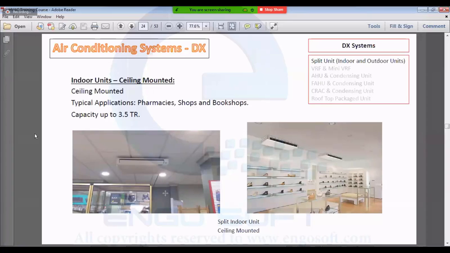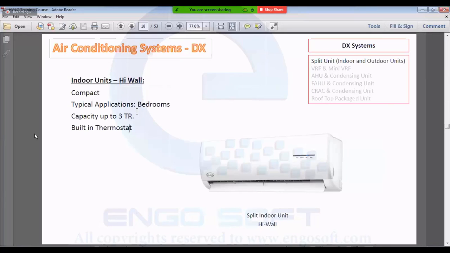Another type is the ceiling mounted, which is the large one we see in pharmacies, shops, and bookshops. You see, this is mounted under the ceiling. They are exposed to people here. This is the ceiling mount. Capacity reaches 3.5 ton.